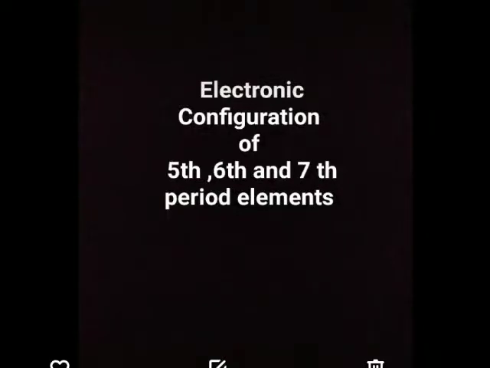Good afternoon students. Today we are going to discuss the electronic configuration of 5th, 6th and 7th period elements. Students, आज हम लोग इलेक्ट्रॉनिक कन्फिगरेशन के बारे में स्टडी करेंगे 5th, 6th और 7th पीरियड के एलिमेंट्स की.